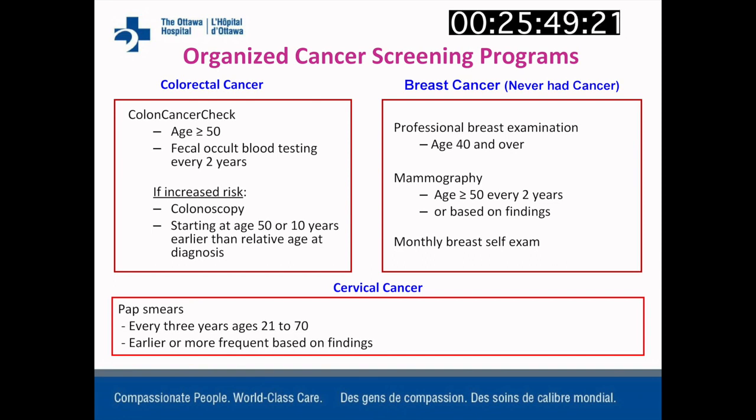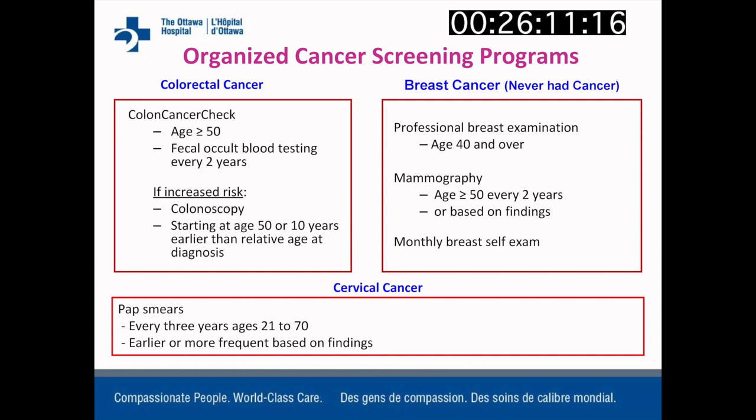So, latest age to start is age 50 or 10 years earlier than the diagnosis of the age of the relative. And then moving forward every 5 to 10 years based on findings. For the Ontario cervical cancer screening, so this is looking for cancer of the cervix alone, not for uterus or ovary, and this is the pap smear.